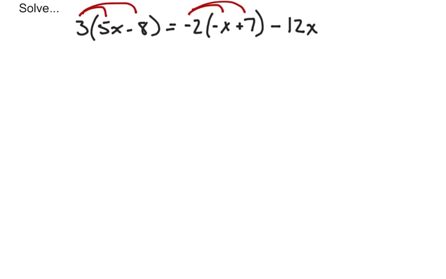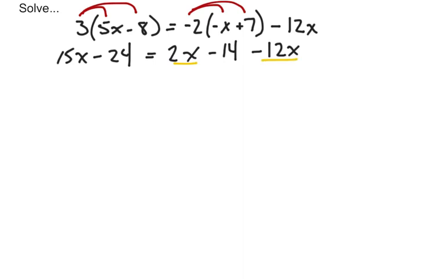On the left side, when we distribute, we'll get 15x minus 24. On the right-hand side, we distribute the negative 2. Negative 2 times negative x is positive 2x, and negative 2 times plus 7 is negative 14. And we're still left with that negative 12x on the side. We can continue to simplify this right side by combining like terms. So the left would stay the same, but on the right, we got 2x minus 12x makes negative 10x. Now we at least got each side simplified.